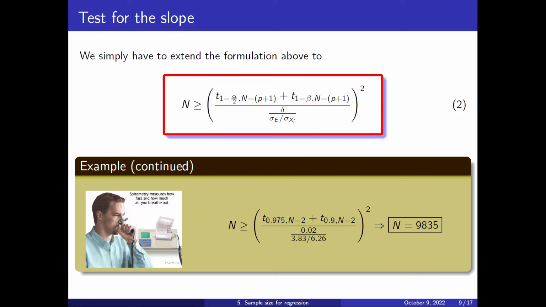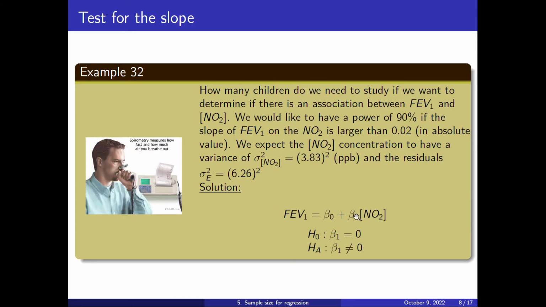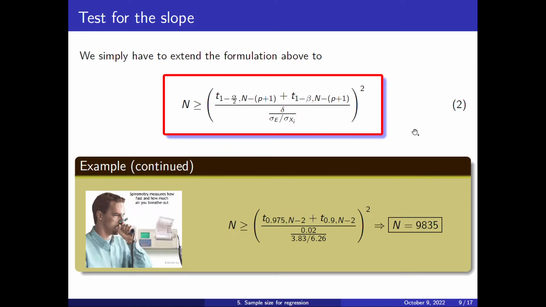So again, why do we need so many children? The reason is that we want to be very sensitive. It is a very weak effect. The slope we see is very small, it is only 0.02, a small effect, and we want to be very sensitive. So at this very small relationship between the two, we already want to have a power of 90%. That requires a lot of samples.